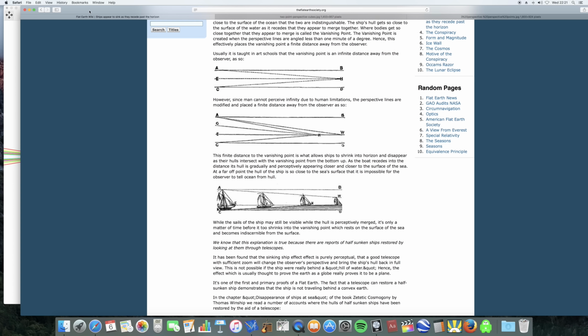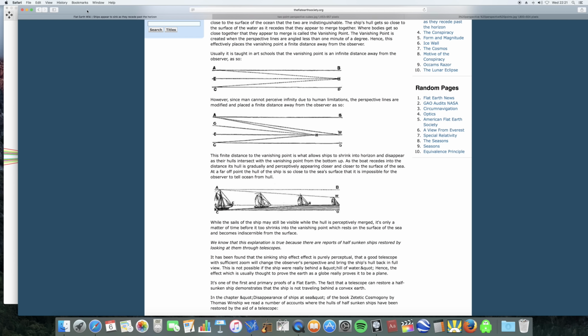Now, there is such a thing as a visual limit, but that depends on how big the thing is you're looking at. If something's really big, you can keep seeing it when it's really far away. If something's small, then it will become too small to be seen when it's not that far away from you. That's not the vanishing point either. That's just a visual limit.